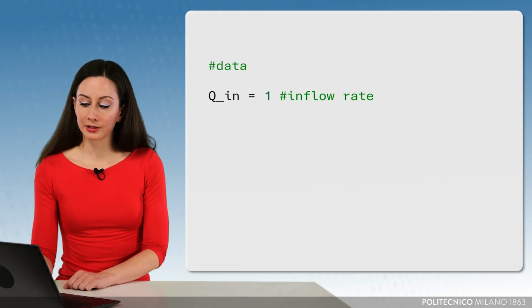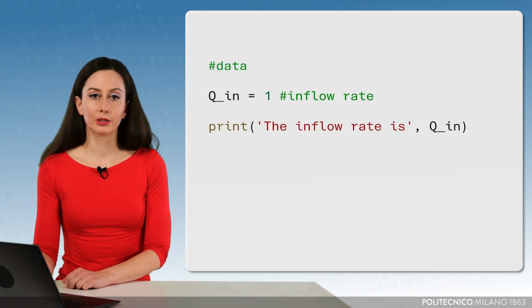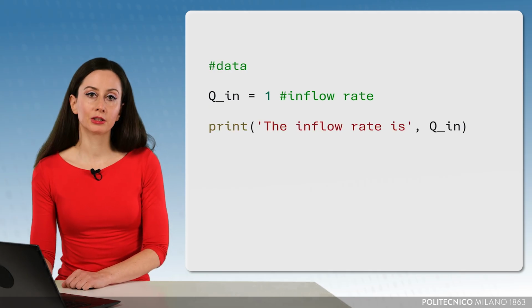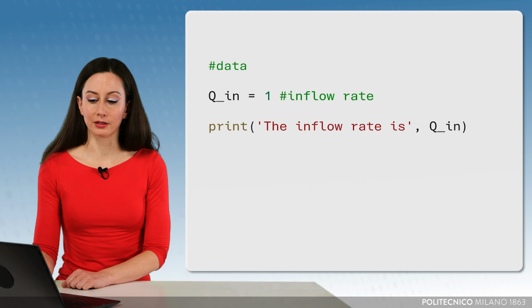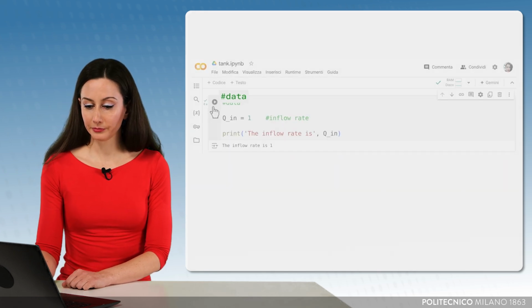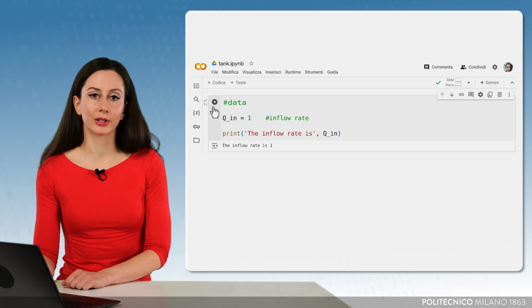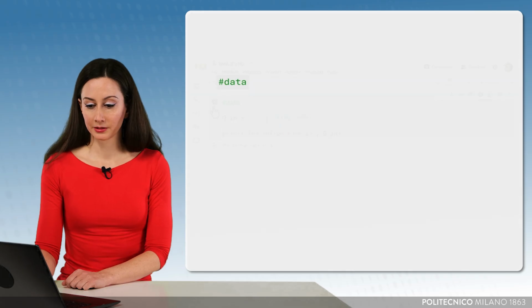So we can print qin on the screen to check its value by using print. And in brackets, we can insert a sentence like "the inflow rate is" and the name of the variable. The message will be printed below this block of code when we run it pressing the play button.